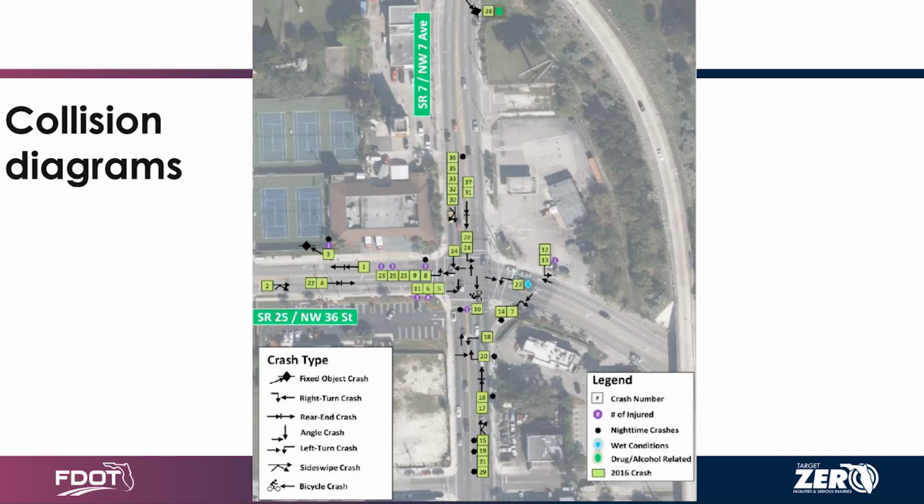So we prepared these collision diagrams. This one is just for the year of 2016. There were a lot of crashes at this intersection, so they were broken down by year just to keep things readable and usable. Is there anything that jumps out to you all looking at this crash diagram? If you guys can see it well enough. I mean, I can, but making sure.